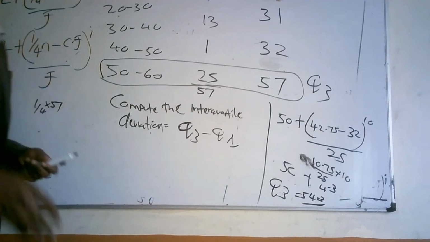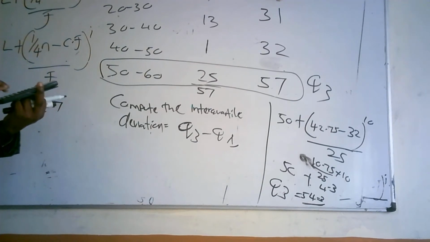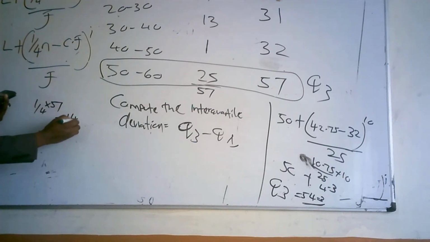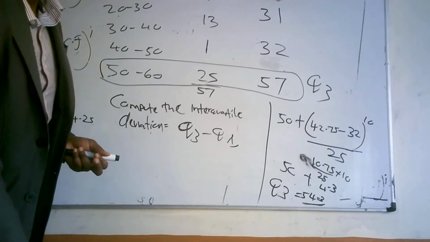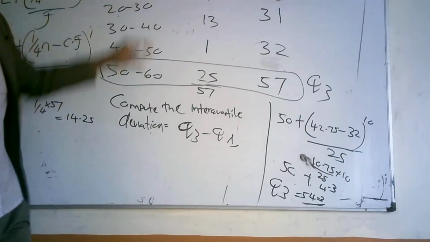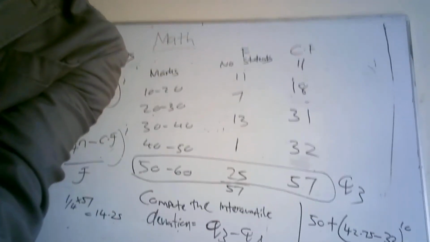So 1/4 times 57 from our calculator will be 1/4 multiplied by 57, which is going to give you 14.25. So this 14.25, we come to the table here. Let me adjust the camera, and then we identify where 14.25 will fall.